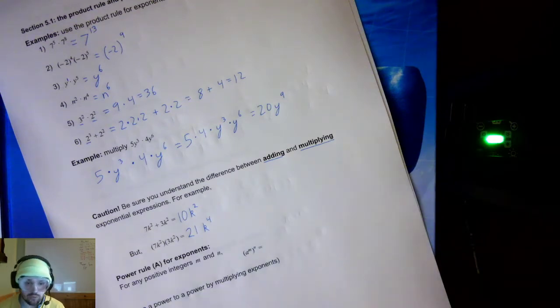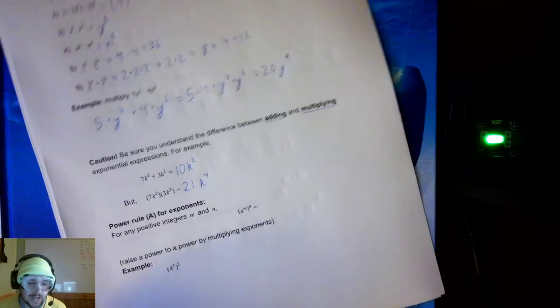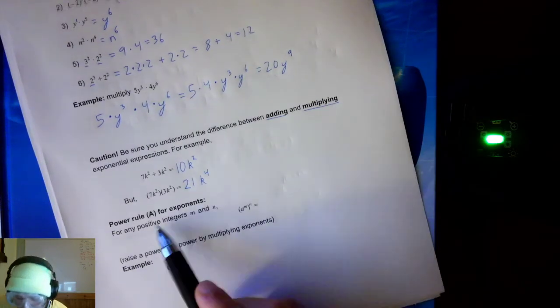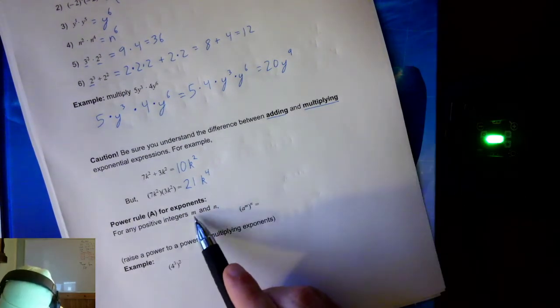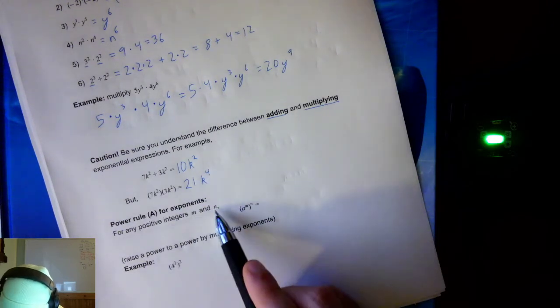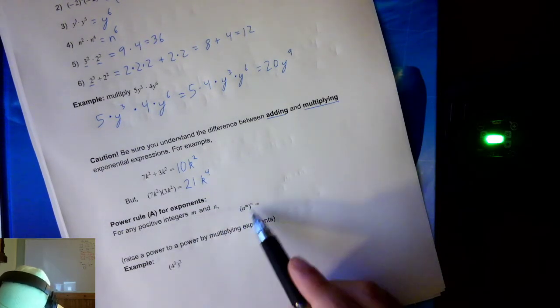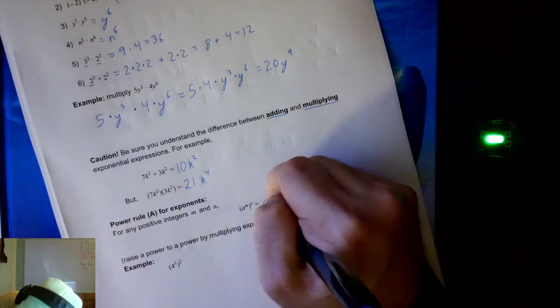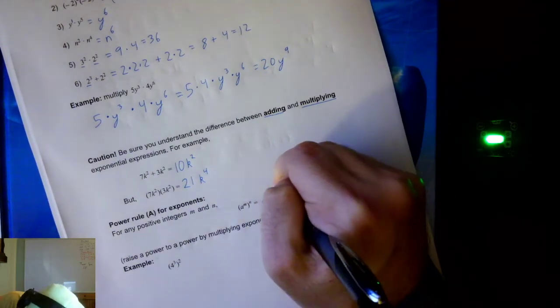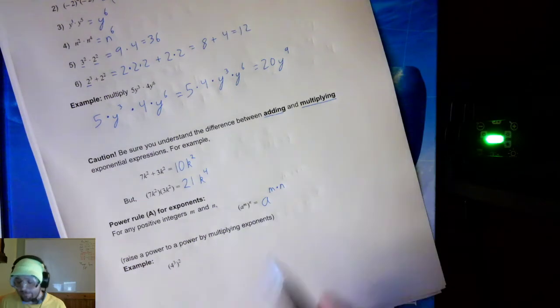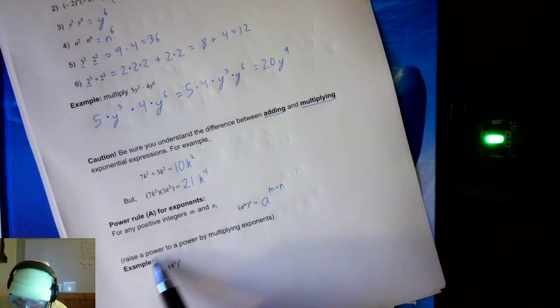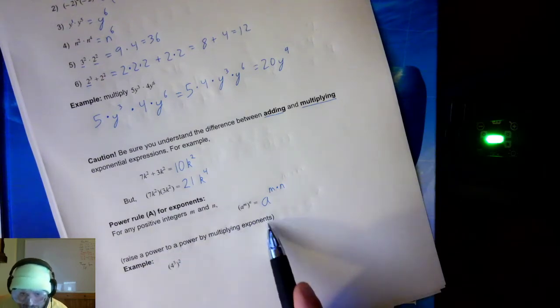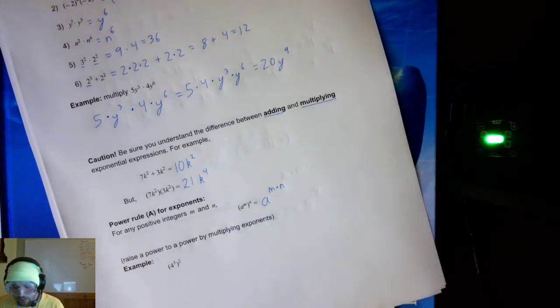So that was our first rule, the product rule. Our next rule is the power rule. And it says power rule A because there's going to be more than one power rule. The first one says if I have two positive exponents, m and n, a to the m, parentheses to the n, is equal to a to the m times n. I multiply the exponents. I always like to think of this as the powers to powers rule. Raise a power to a power by multiplying exponents. You got powers to powers.